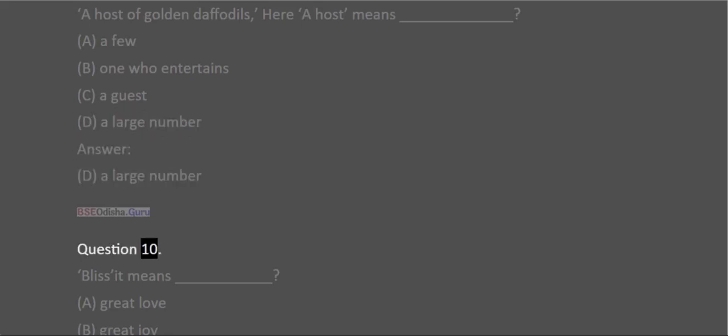Question 10. Bliss means blank. A. Great love. B. Great joy. C. Great blessing. D. Great loneliness. Answer. B. Great joy. Question 11.